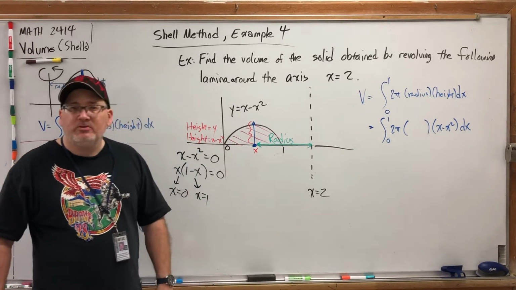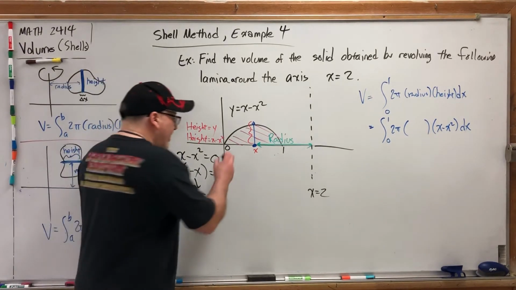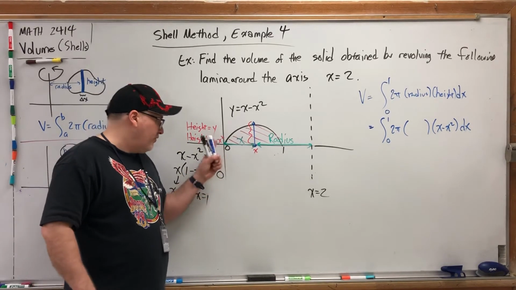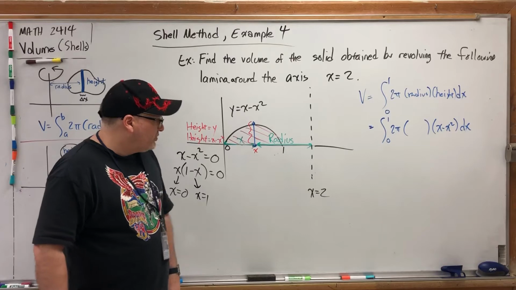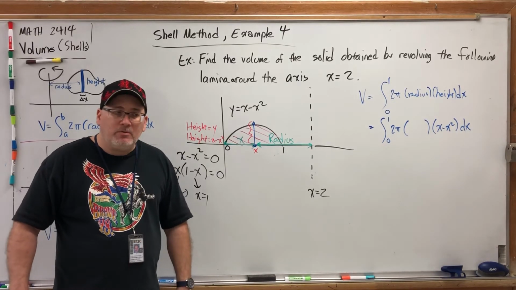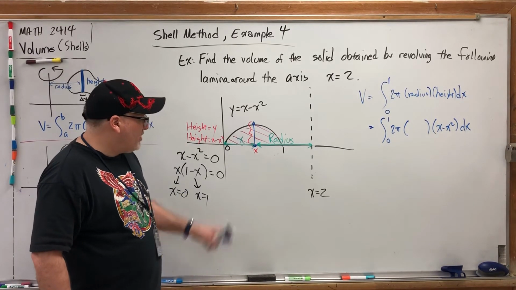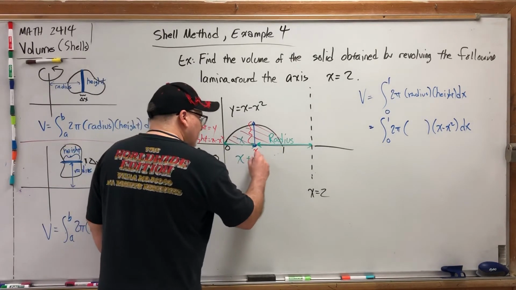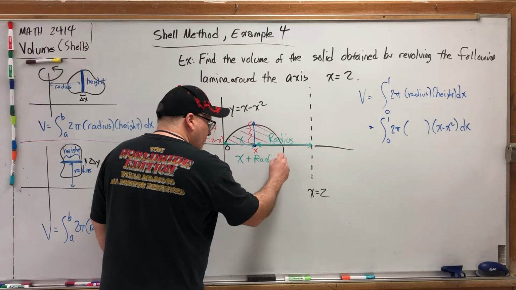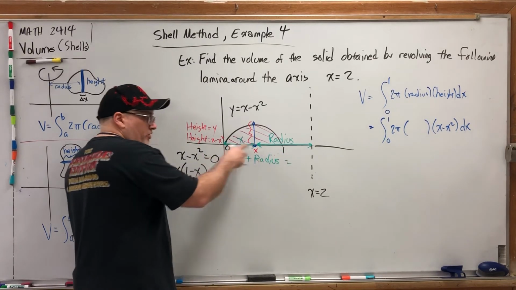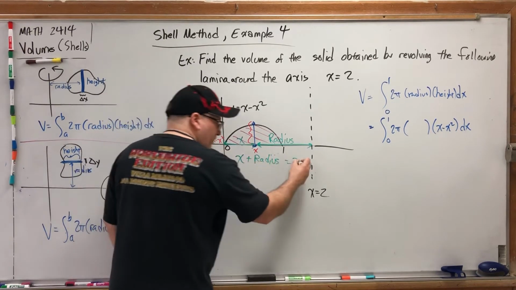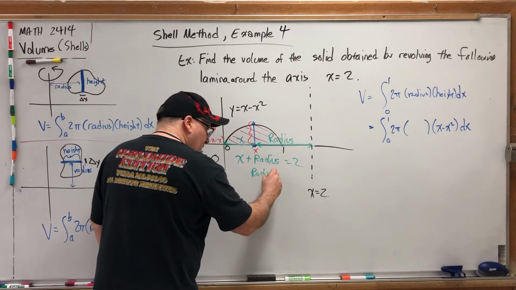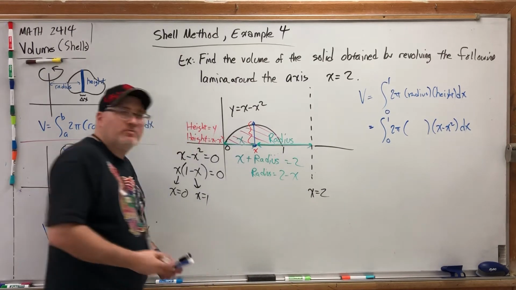Is it x? No. X is right here. This measures the distance from the origin. So what's the radius? Well, what happens if we add the x plus the radius? The x plus the radius will always take us from 0 to 2, and that distance is 2. And that means that our radius, if we solve for it, is 2 minus x.